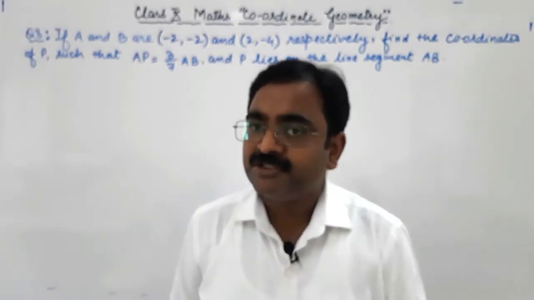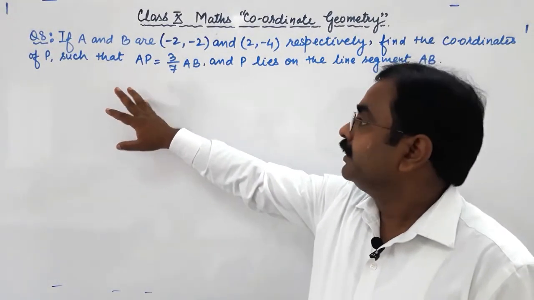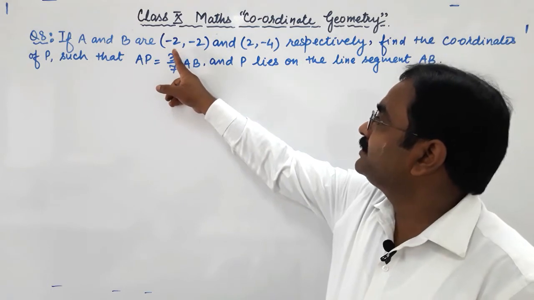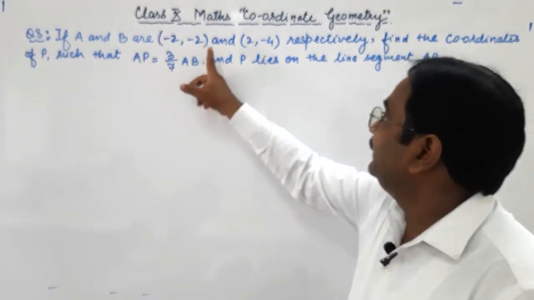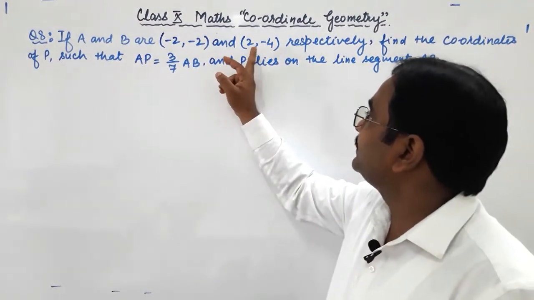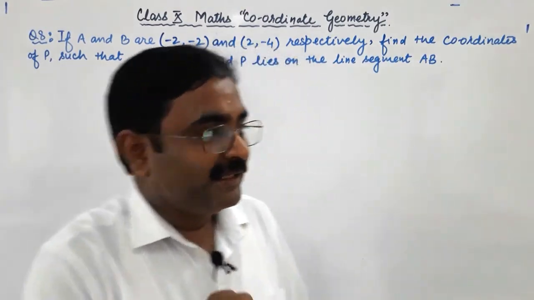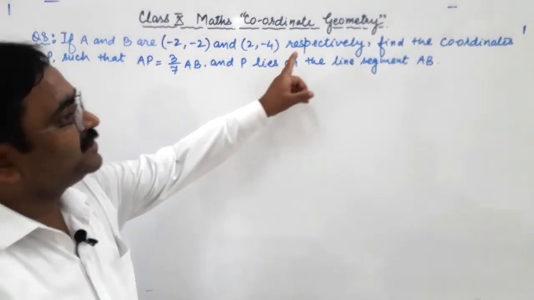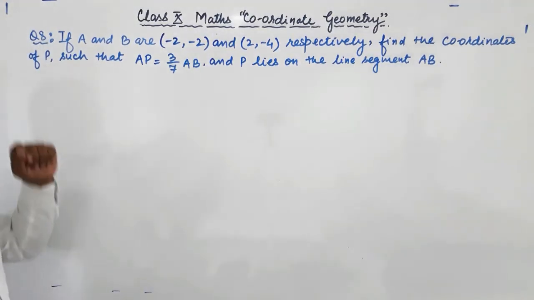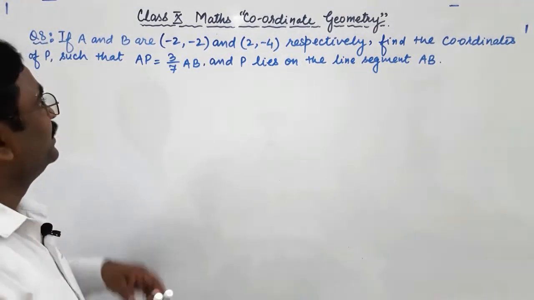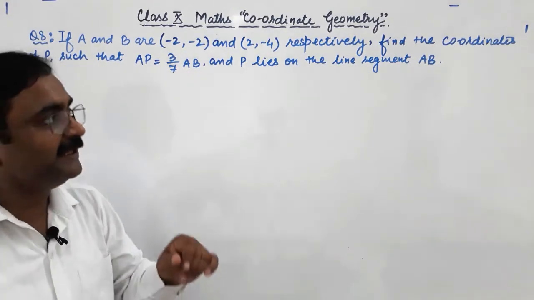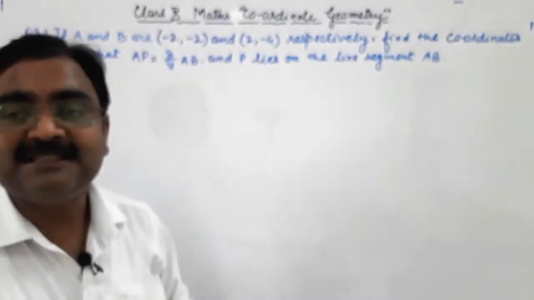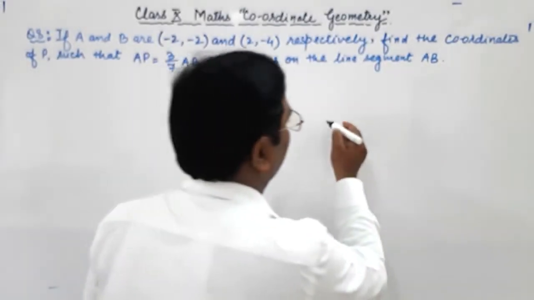Okay friends, let us see the question number 8. If A and B are (minus 2, minus 2), means this is the coordinates of point A, and (2, minus 4) means it is the coordinate of point B. A and B are these points respectively. Find the coordinates of P. What is P? This is given. Find the coordinate of P such that AP is equals to 3 upon 7 AB and P lies on the line segment AB. Okay. So, the line segment AB it is given here.